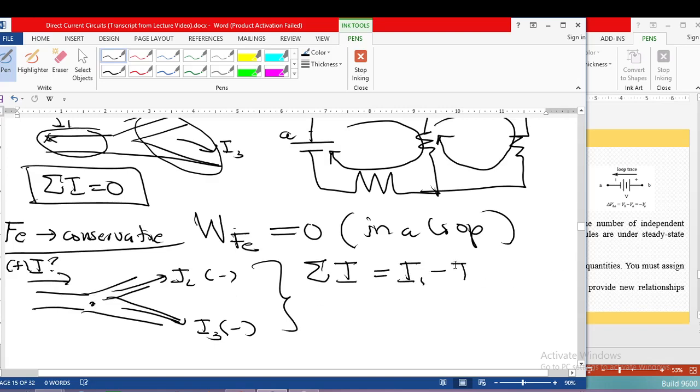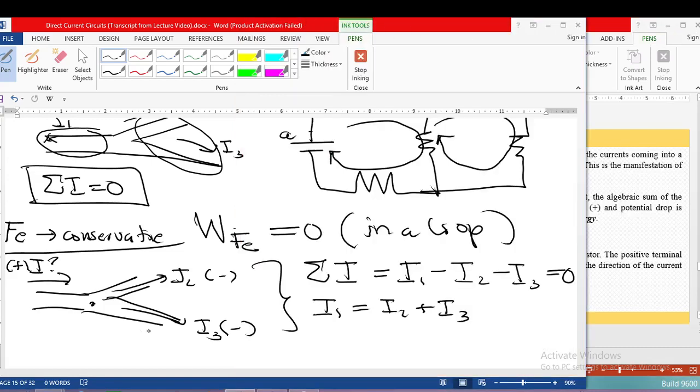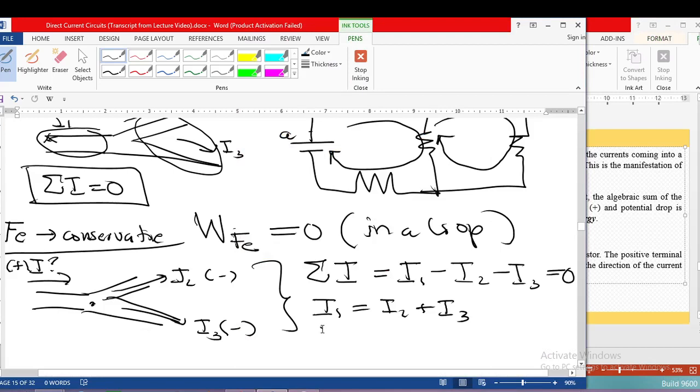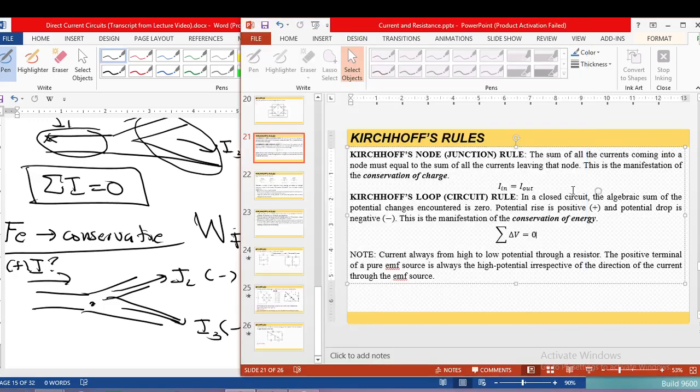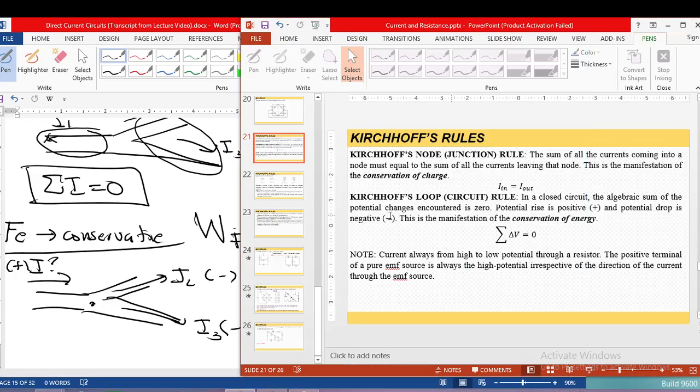Then we have minus I2, since it leaves the junction, minus I3, since it also leaves the junction, and that is equal to 0. So take note that I1 can be rewritten as I2 plus I3. Now it's actually going back to the very first equation: the current entering the junction is the I in. I1 enters the junction, and the I out is actually I2 and I3. So it's the same.